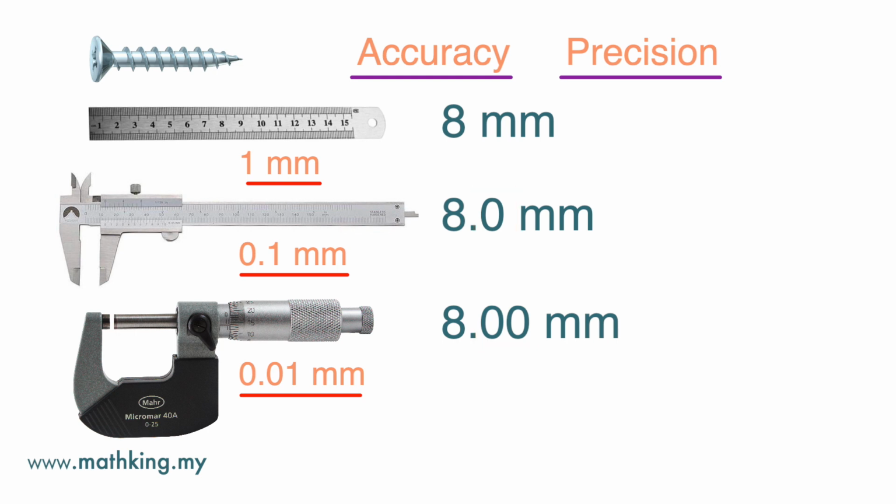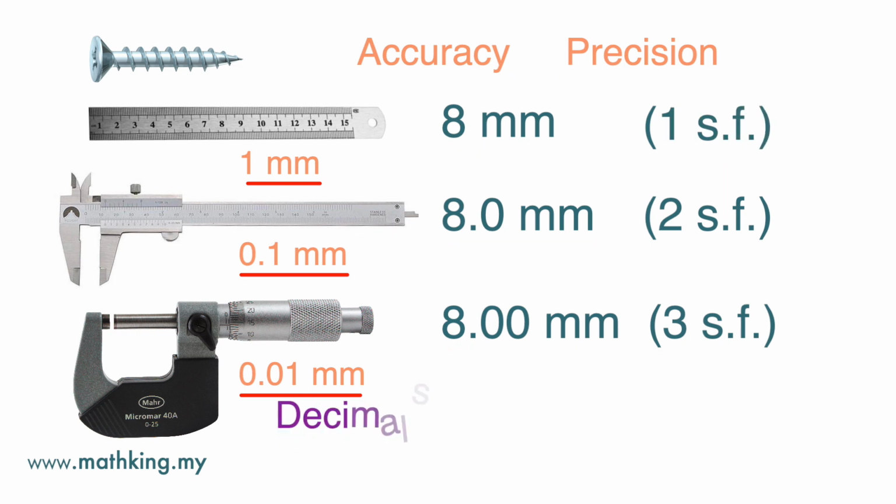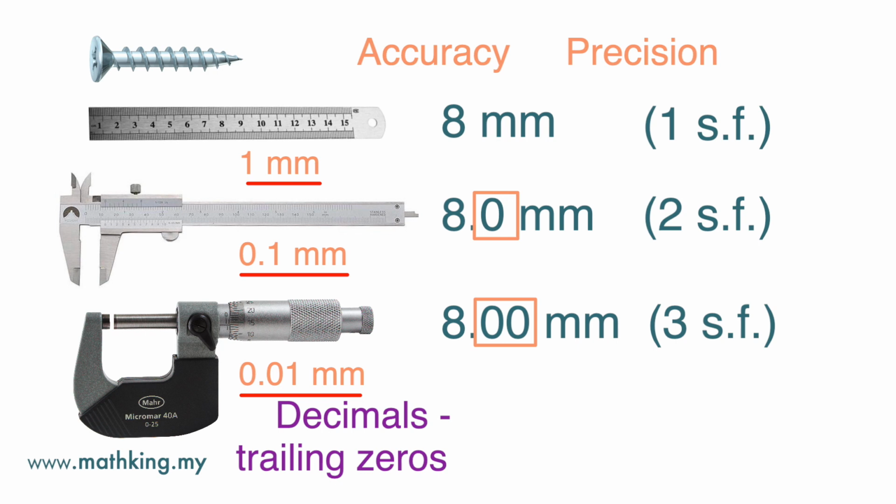So this one, 8.00 mm, has three significant figures. 8.0 mm has two significant figures. 8 mm has one significant figure. So for decimals, trailing zeros, that is, the zeros after non-zero numbers, are significant figures. It tells us the extent of precision of the measurement.